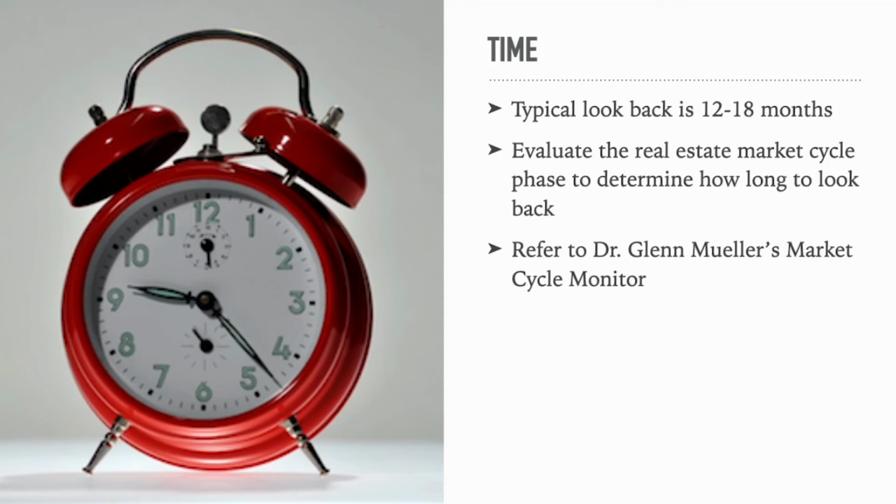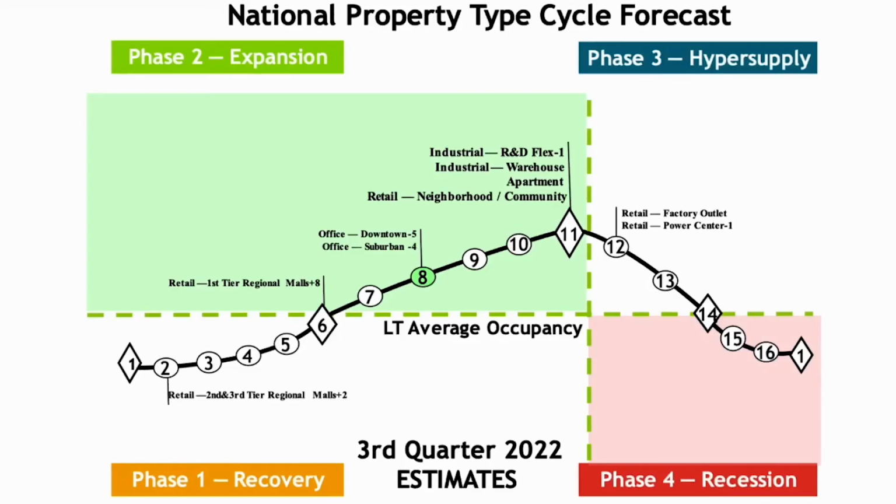You can download this online. You can find it if you Google his name and the market cycle monitor. It's a PDF he puts out. And essentially what he does is he takes the real estate market and he breaks it up into different asset types and shows us where the market is performing based on the 4 quadrants of the market cycle. So the 4 quadrants are recovery, expansion, hypersupply, and recession.